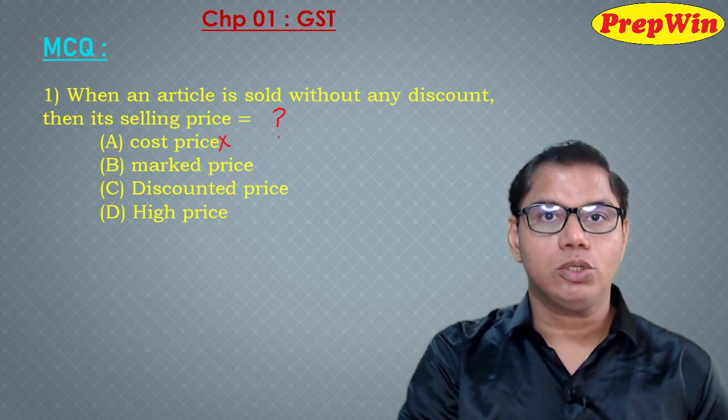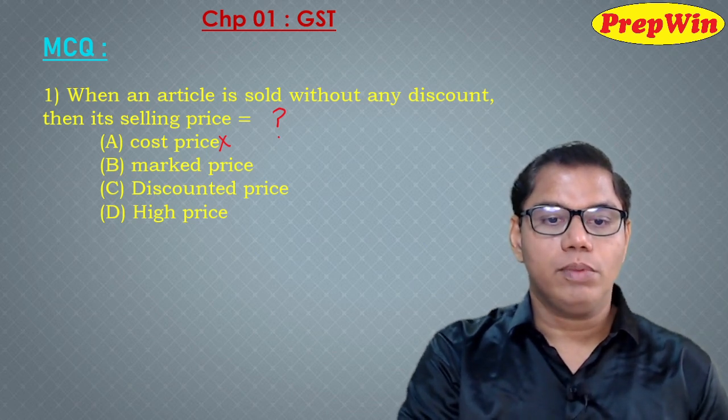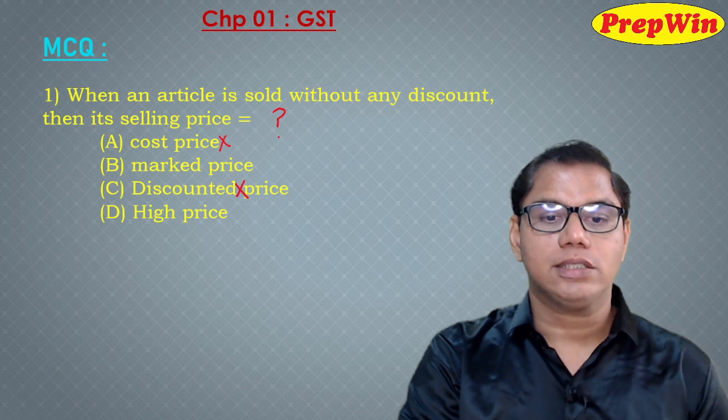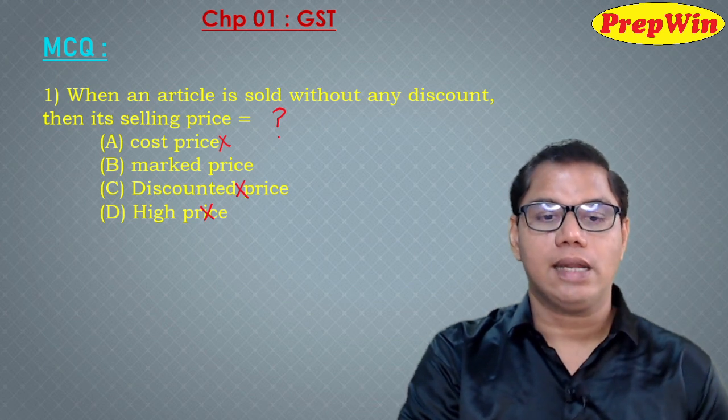...when the shopkeeper is not making any profit. But here in this question it is not said that the shopkeeper is not making a profit. So this is not the answer. No discount means selling price cannot be equal to discounted price, and it is also not equal to high price. So let us check whether our option B is the correct answer or not.